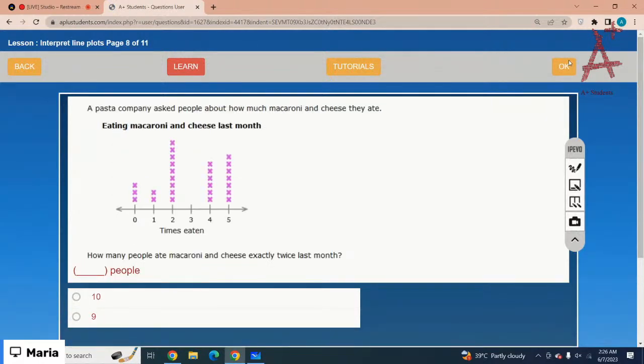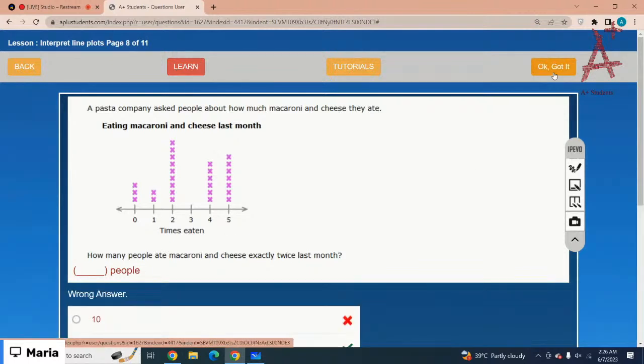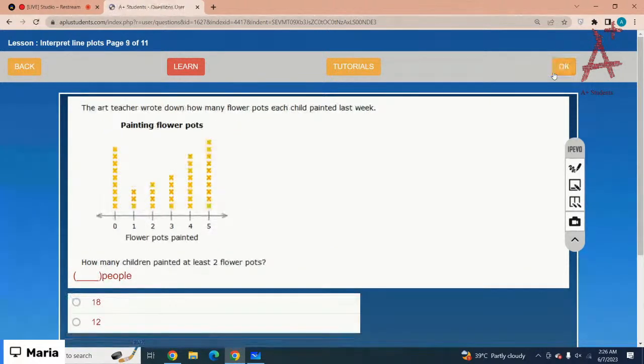Okay, a pasta company asked people about how many times they ate macaroni and cheese. How many people ate macaroni and cheese exactly twice last month? So you have to count the crosses that are above 2. Got it? So which is the correct option, 10 or 9? It could be 10. I think 10. Oh, it is 9. 9 people ate macaroni and cheese exactly 2 times.